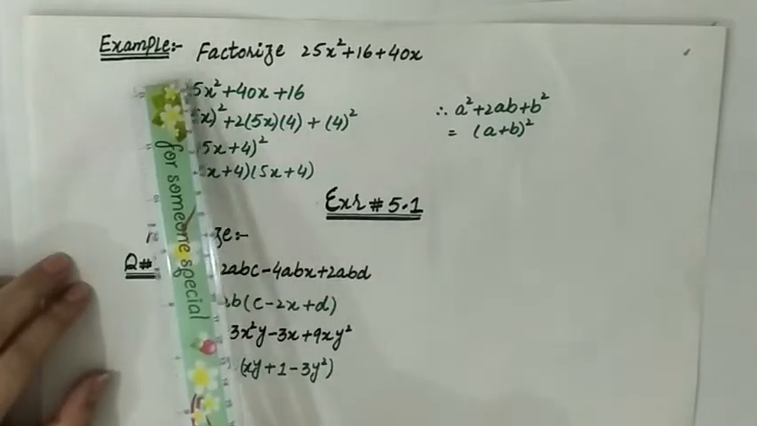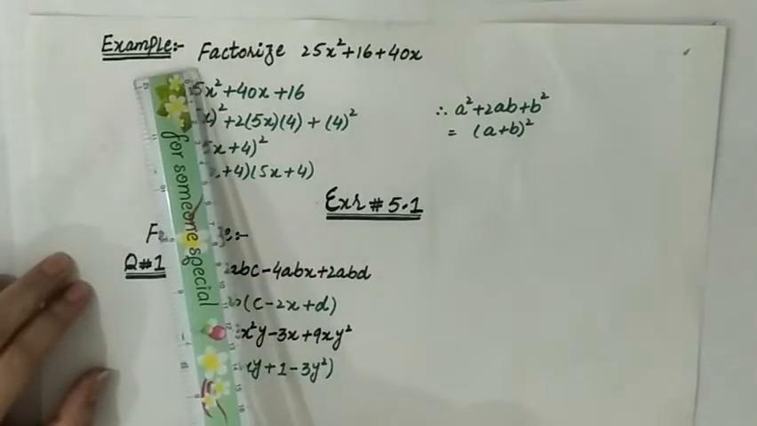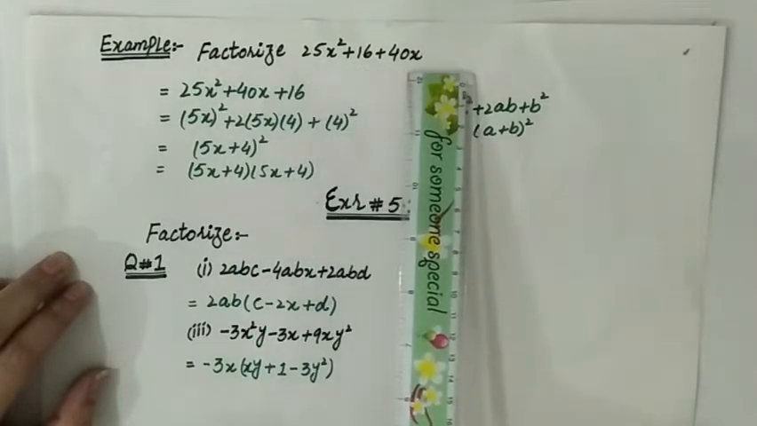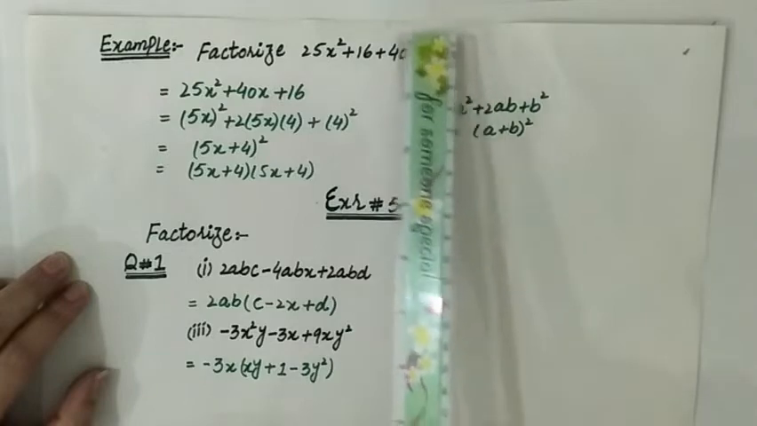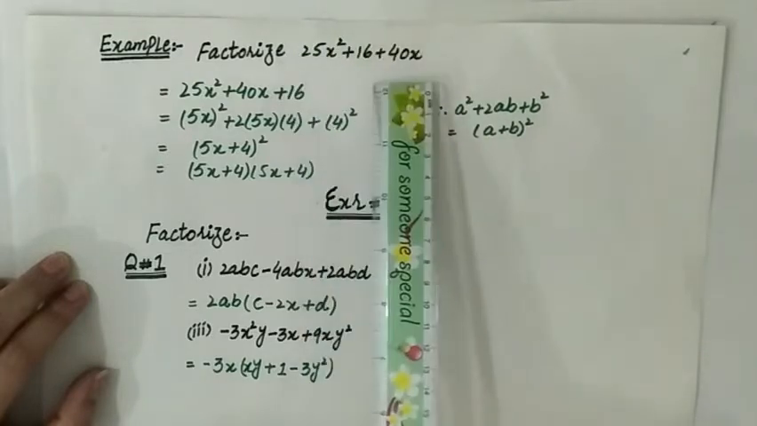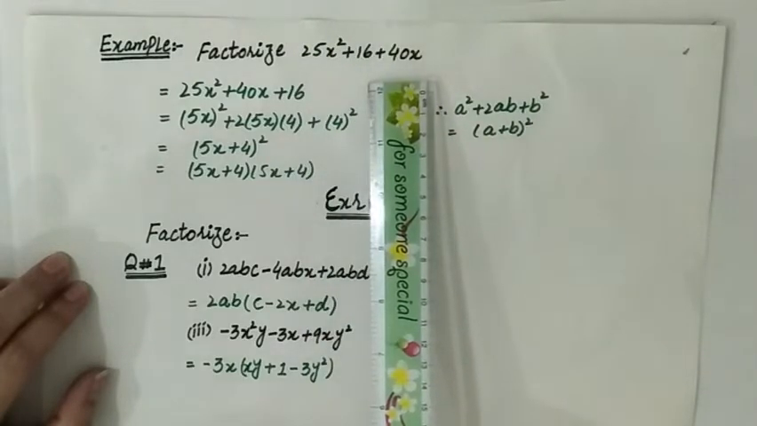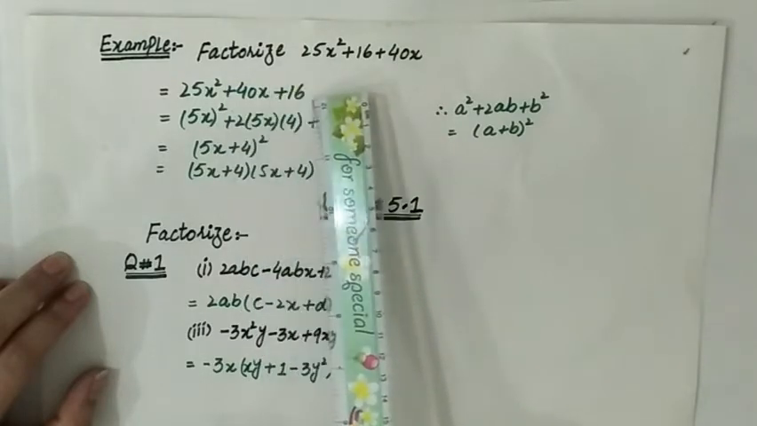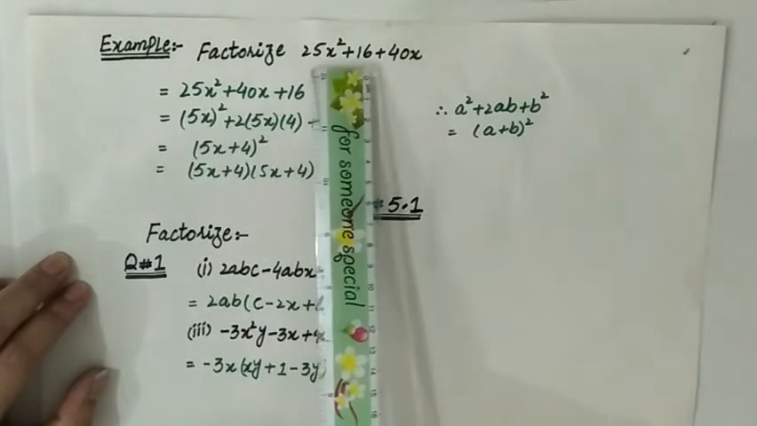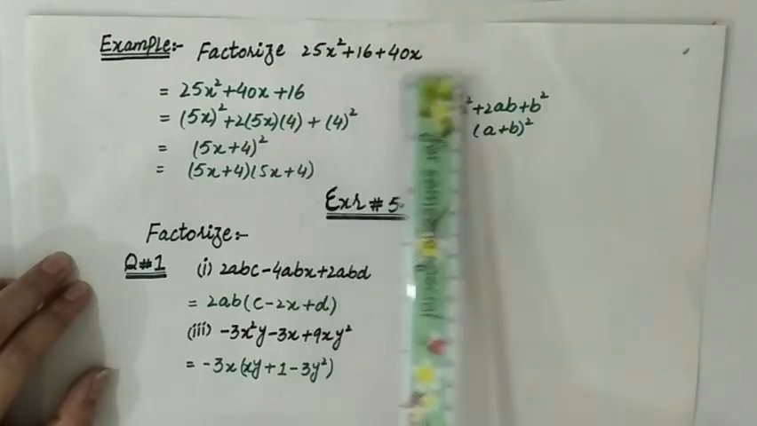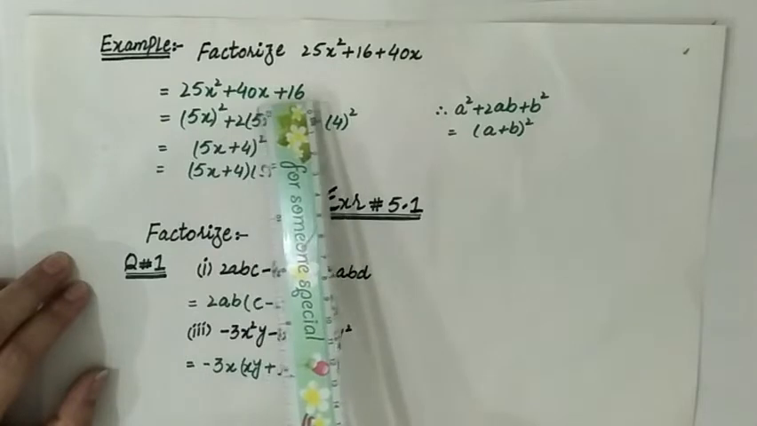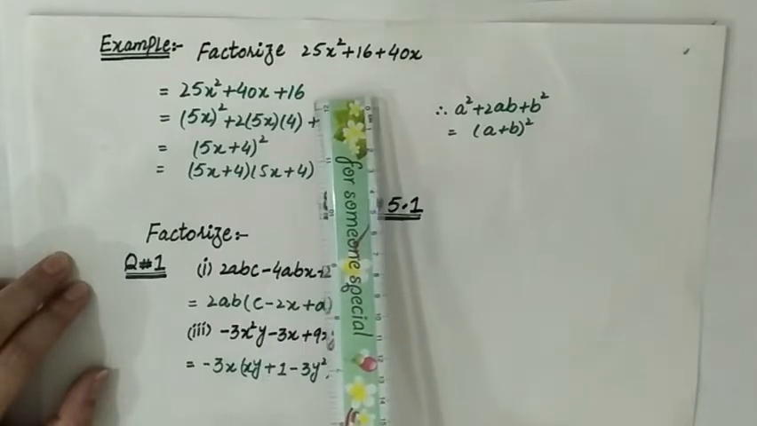Now we will take an example related to the third type of factorization. Factorize 25x square plus 16 plus 40x. First we arrange this expression according to the power of the variable: first the power of 2, then x, and then the constant. After arranging, we write this expression as 25x square plus 40x plus 16.